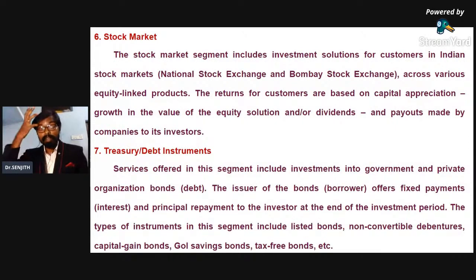See, in case of debt instruments, the borrower will give a fixed percentage of interest to the investor, and after a particular period of 3 years or 5 years, the principal amount will also be refunded. Remember, based on the nature of debt instruments, the interest rate as well as the redemption of that particular debt instrument will happen.